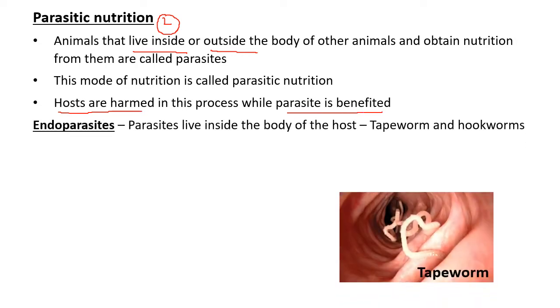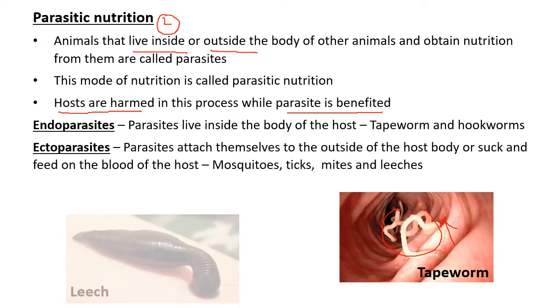So there are two categories of parasitic nutrition. One type of parasites are endoparasites, which live inside the body of the host, right? Examples are tapeworm and hookworm. Look at this photograph. These are tapeworms actually inside the body, maybe the human body, right? So they take food from the digested or undigested food which we eat.